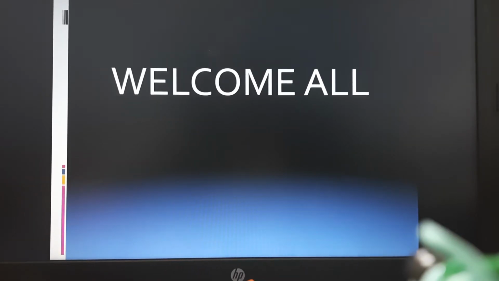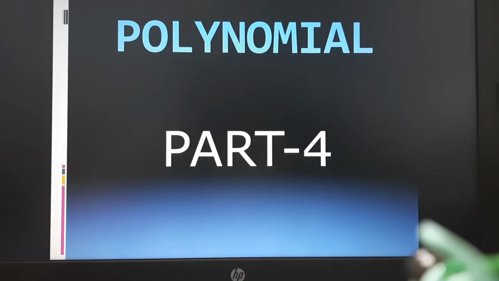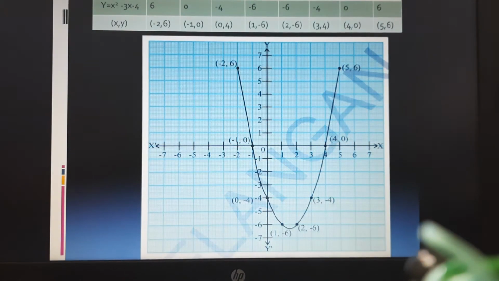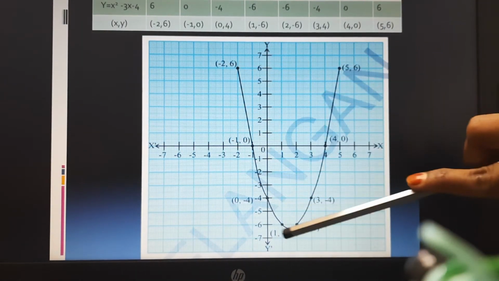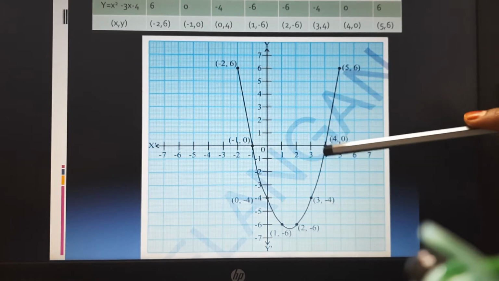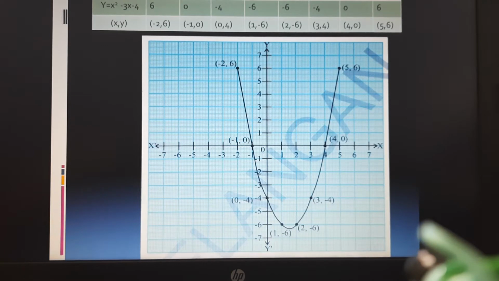Okay. So, today we are going to learn the chapter Polynomials, part 4. In previous classes, part 1, part 2, part 3, we have learned some topics, right? In that, we have learned zeros of the polynomial. By plotting the points on the graph, we got the zeros of the polynomial. Today, we are going to learn how to find the zeros of the polynomial without graph. Okay, let's see.